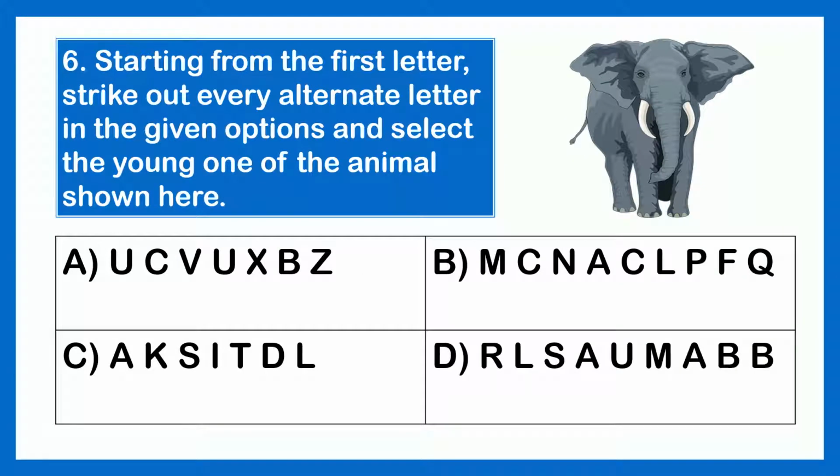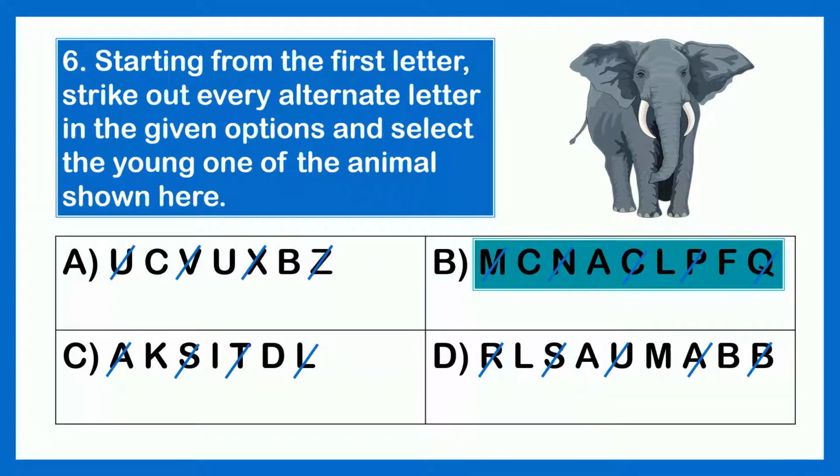Starting from the first letter, strike out every alternate letter in the given options and select the young one of the animal shown here. The answer is calf. The animal that is shown here is an elephant. Elephant's young one is called a calf.